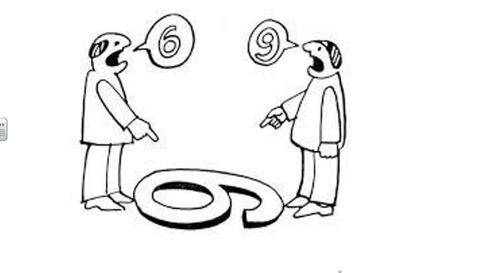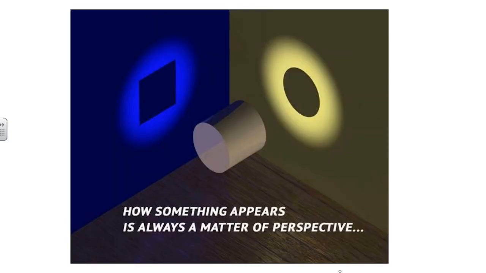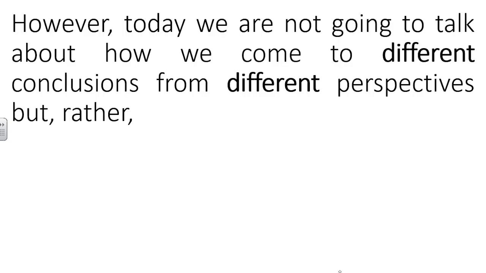How we view the world, and the outcomes we come to, is often a function of the perspective we have from where we're standing and from where we're looking. How something appears is always a matter of perspective. As I've grown older, I've learned to tolerate ambiguity better and to realize that people can be right about the same thing in different ways.